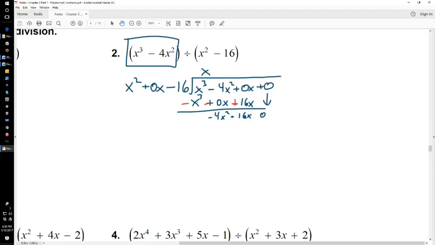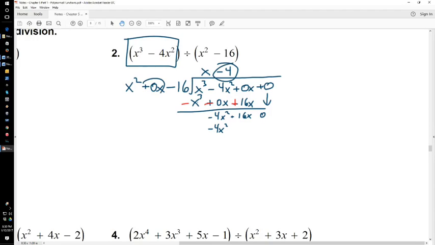And we'll do it again. So, for this one, again, x squared times what gets me negative 4x squared? Negative 4. So if I multiply negative 4 times x squared, I get negative 4x squared. You notice how every single time the leading coefficient always cancels out. It cancels out there. It cancels out there. They always cancel out. I'm going to keep on going.